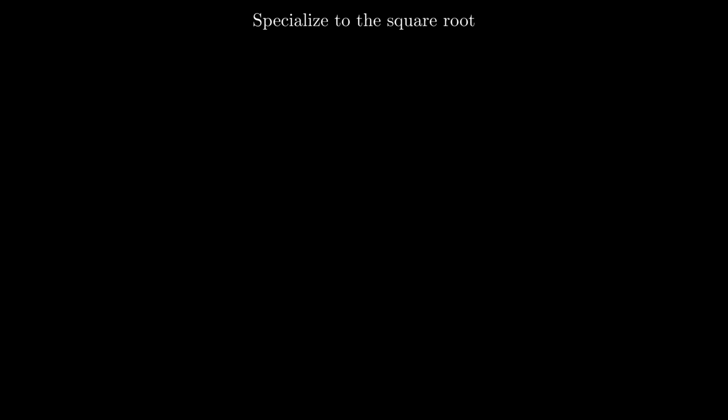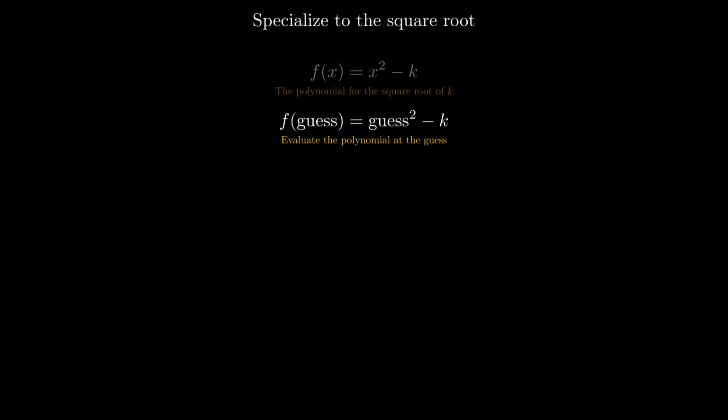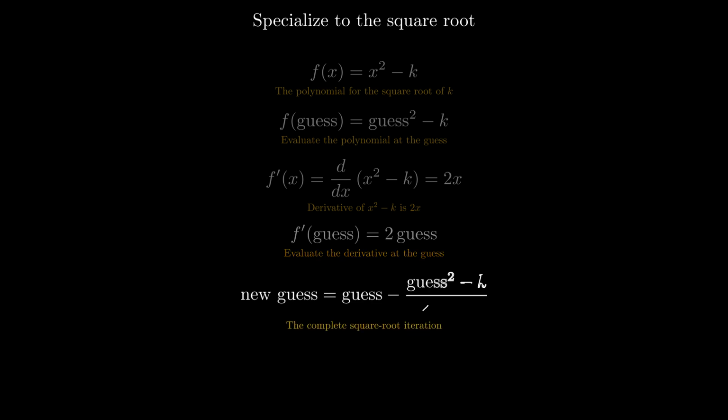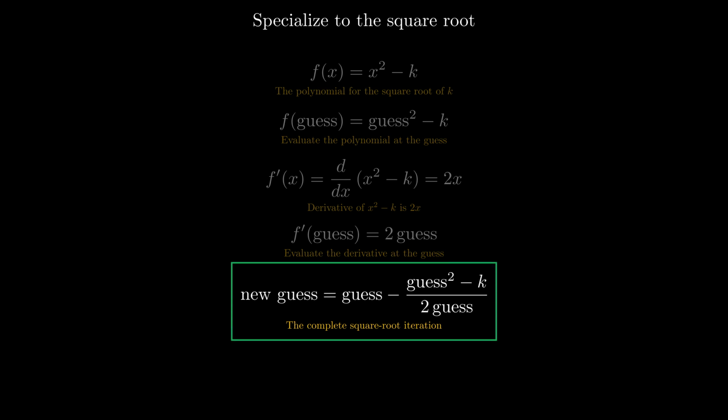Now specialize the rule. Our polynomial is x squared minus k, so f of the guess is the guess squared minus k. The derivative of x squared minus k is 2x, so f prime of the guess is 2 times the guess. Drop both into the update rule. The better guess equals the current guess, minus the quantity guess squared minus k, divided by 2 times the guess. That single line is the whole method.